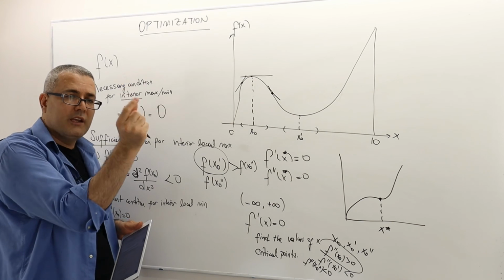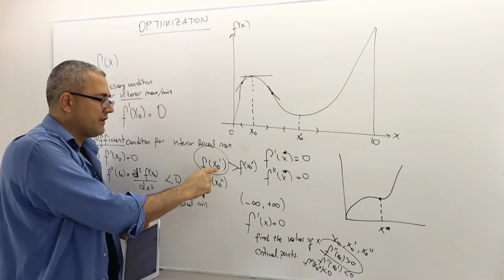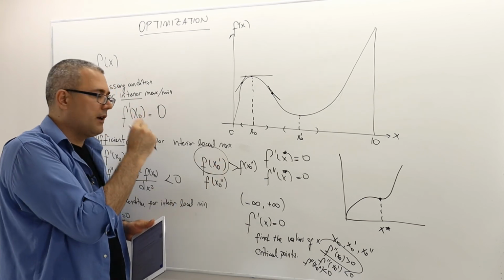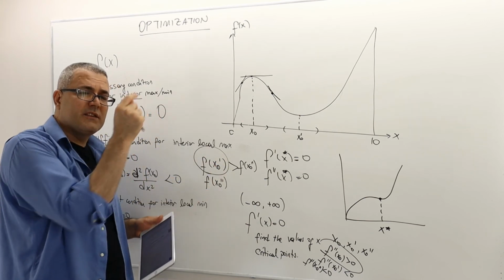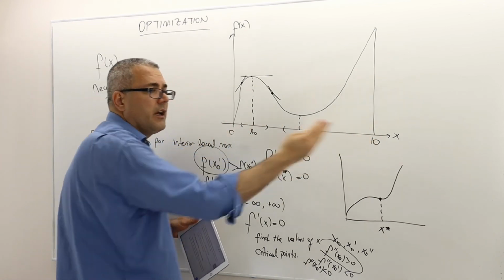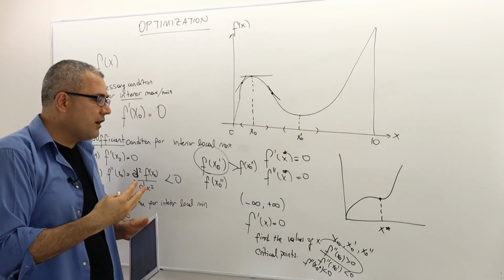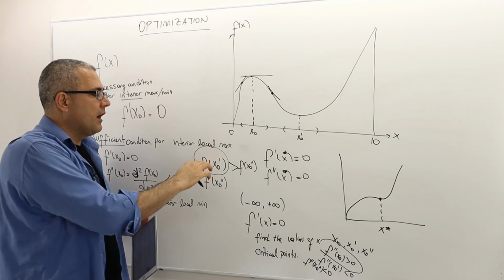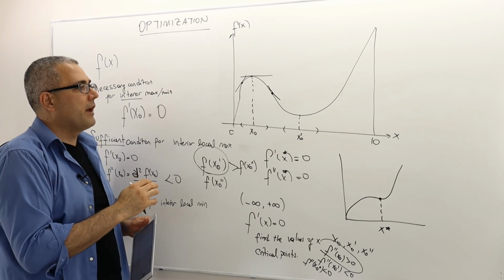This is a local max, and this is also a local max. Within some range, this gives me the highest value, and the x0 prime gives me the highest value. Same here within some narrow domain. But globally, when I consider the entire domain of this function, that gives me the highest point. So therefore, this is my global maximizer.